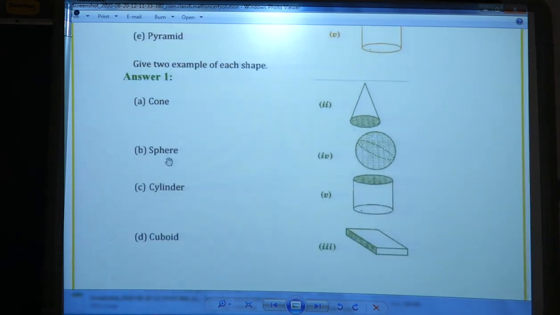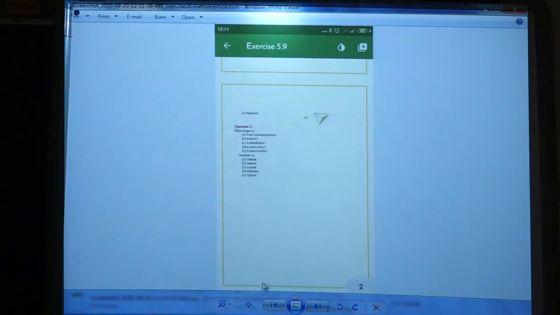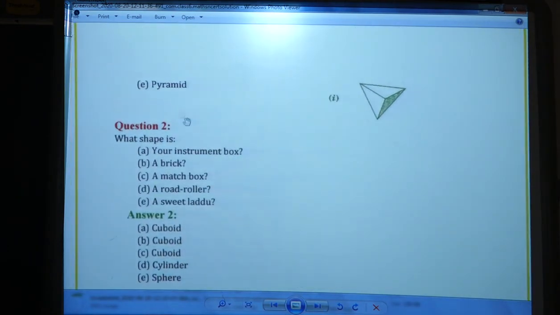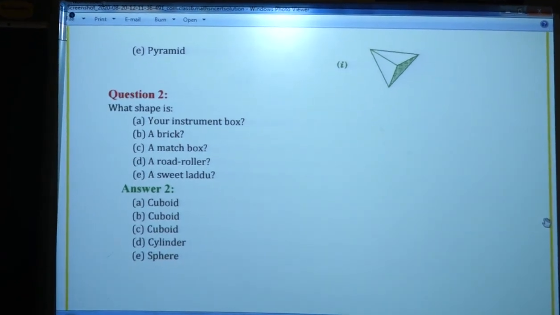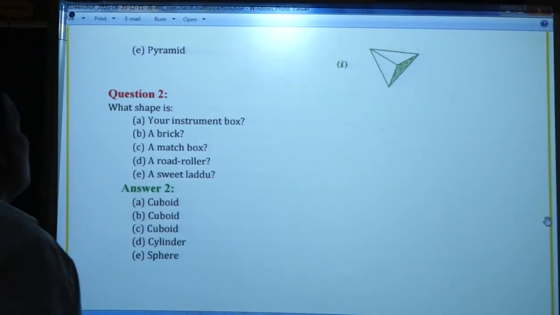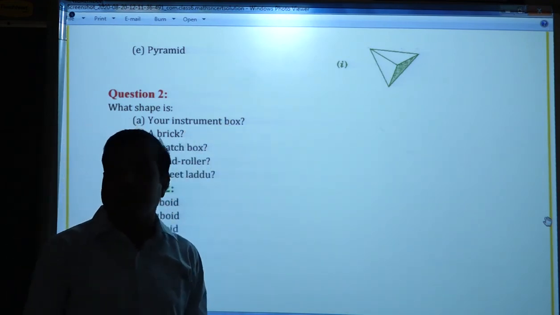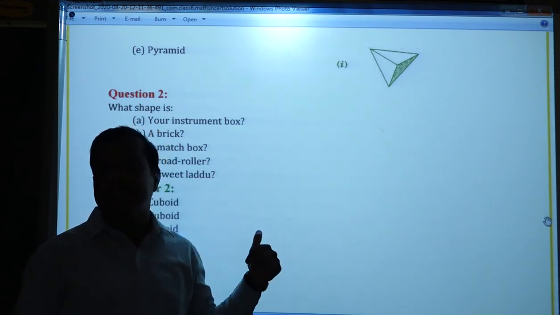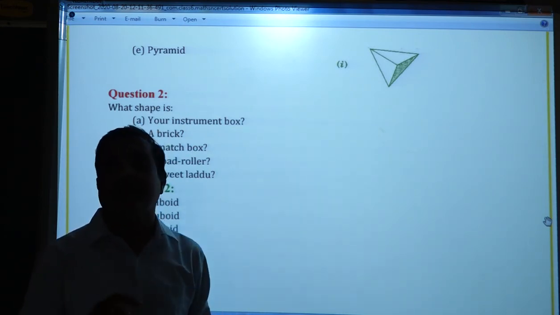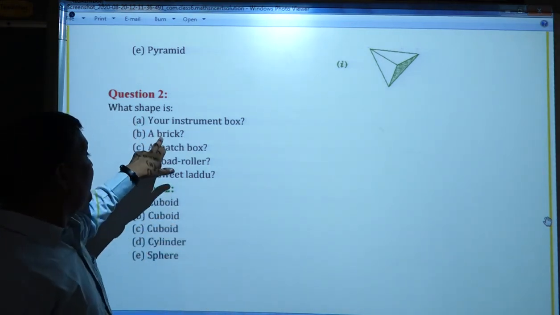Here are given cone, sphere, cylinder, cuboid. And here is a pyramid. Now question number 2. What shape is it? What shape is your instrument box? Instrument box means compact box. Which shape is it? Cuboid. Cube is also there. We didn't see the cube. A cube is like a dice. You know dice. We will play ludo with the help of dice. That is a cube. Brick, cuboid.